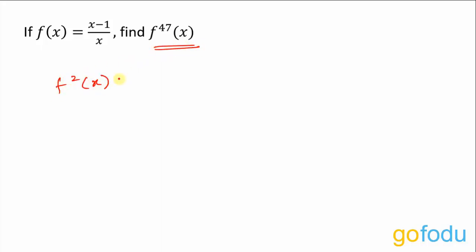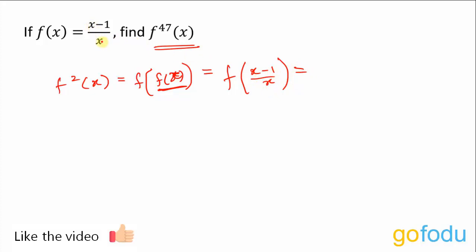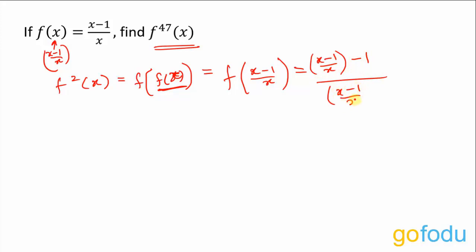So f2x will be f of f of x, right? f of x is x minus 1 upon x. That will be f of x minus 1 upon x. To find f of x minus 1 upon x, we will have to put x minus 1 upon x in place of x. We replace x by x minus 1 upon x, and in the right hand side also we replace x by x minus 1 upon x. So we'll get x minus 1 upon x minus 1 upon x minus 1 upon x. This is nothing but x minus 1 minus x upon x minus 1 upon x, and on cancelling we will get minus 1 upon x minus 1.